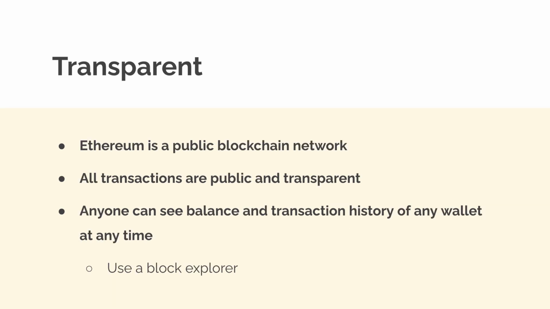As well, the Ethereum blockchain is transparent. Ethereum is a public blockchain network. There are private and test blockchain networks as well, but Ethereum also has the public blockchain. On this public blockchain, all of the transactions are public and transparent. This means anyone can see the balance and transaction history of any wallet at any time. You can do that just by using a block explorer.